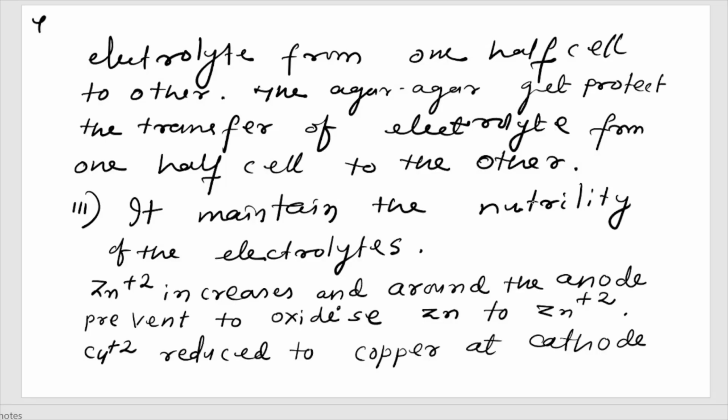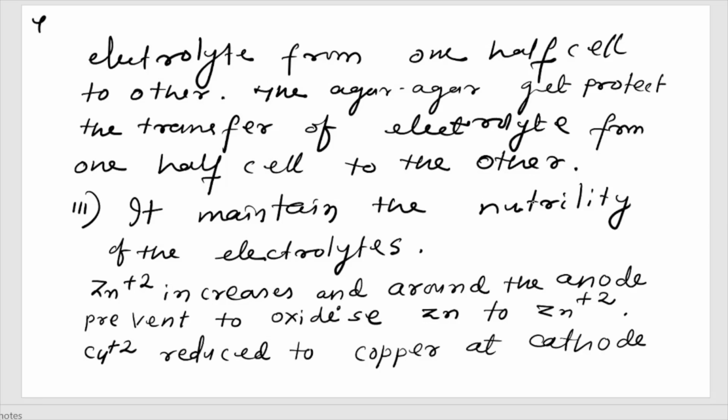It maintains the neutrality of the electrolytes. Neutrality means the concentration. And what happened here? Zn+2 increases around the anode. See, Zn dipped in zinc sulfate solution, Zn loses electrons. That means Zn+2 concentration increases, and where? Around the anode, and it prevents the oxidation of zinc to Zn+2 further. Why? Because Zn+2 ions are already surrounding the anode.